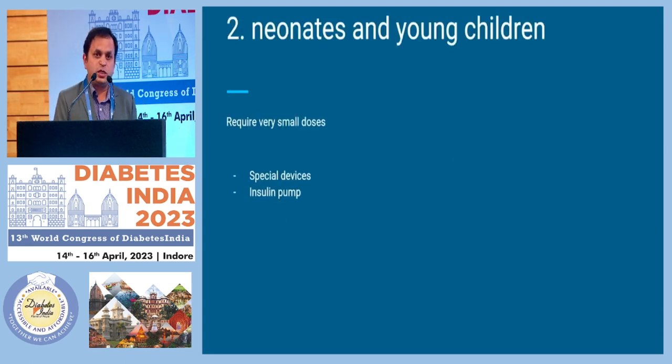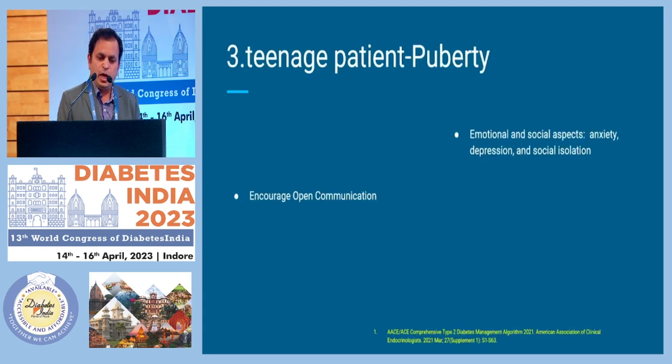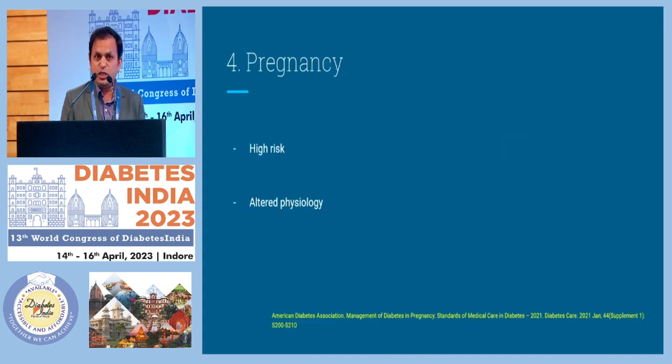And in neonates and young children, the problem is very small dose titration is required, and our insulin injector comes with only one unit titration. So for that, you have to use a specialized insulin pen, which comes with 0.5 unit titration. And the teenage problem is that when they achieve puberty, because of the hormonal surge, they will have insulin resistance. So sugar may go up, and in type 1, they may land up in DKA. That needs to be taken care of. And pregnancy, we know it is high risk because of altered physiology. Targets are different. That needs to be taken care of.